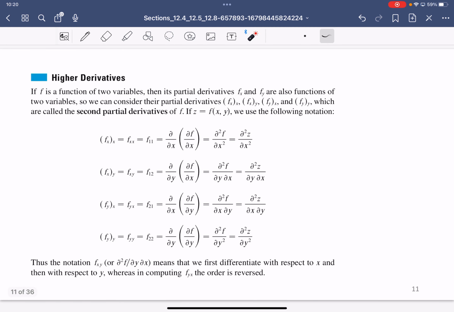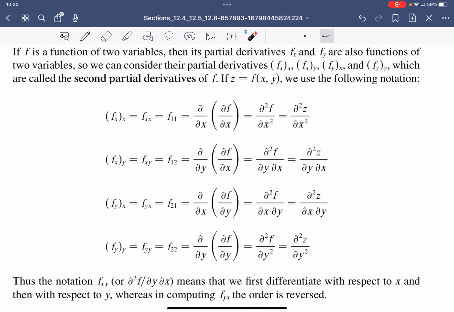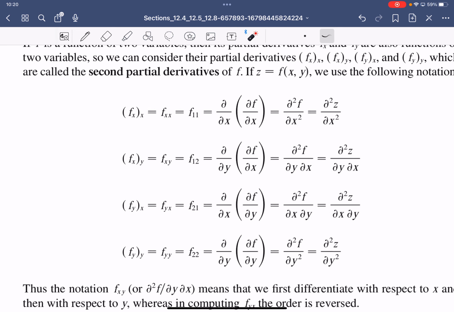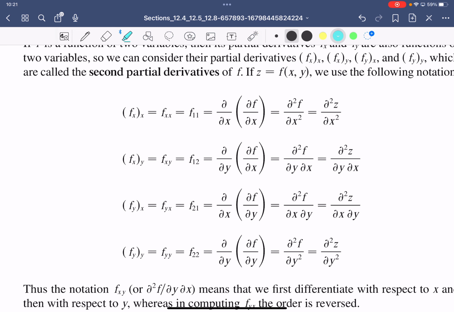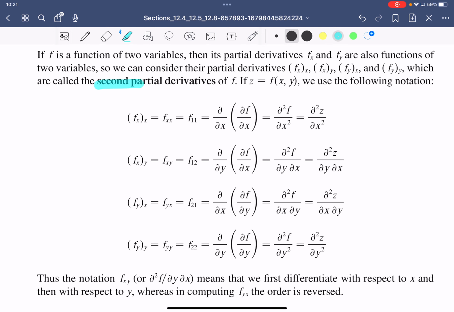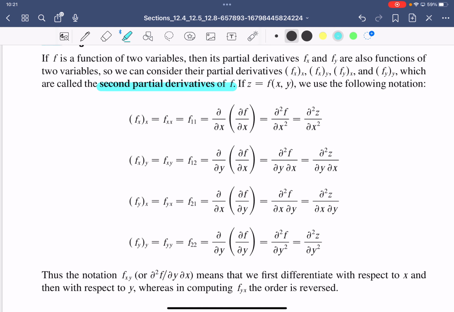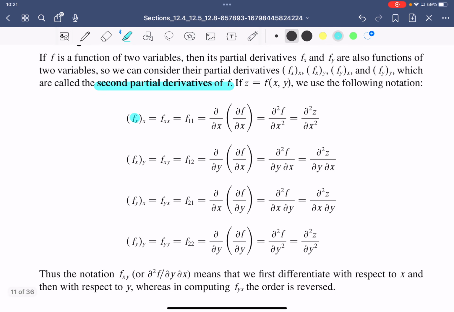So let's go to the part that is going to be more tedious calculation. Higher order derivative. So once you know how to take derivative, you can do it one more time. This is called the second order derivative, and this is the notation. So the second partial derivative of f. Once you differentiate with respect to x, you can do it one more time.